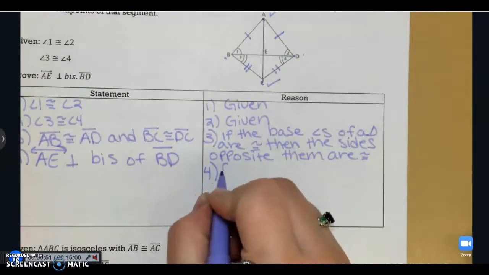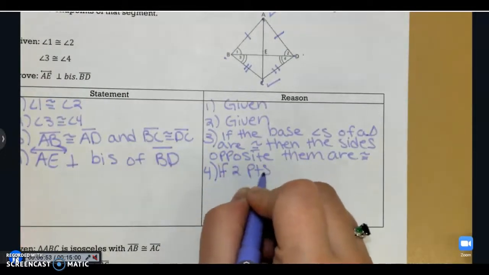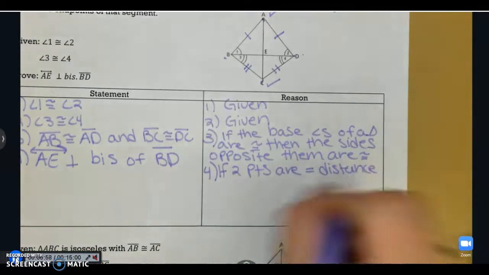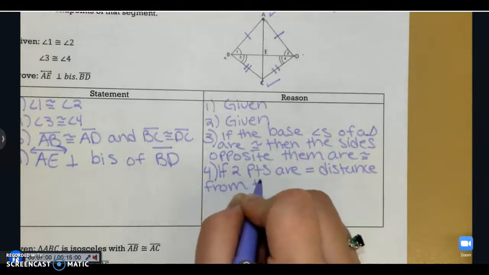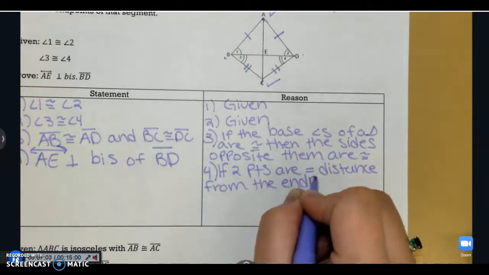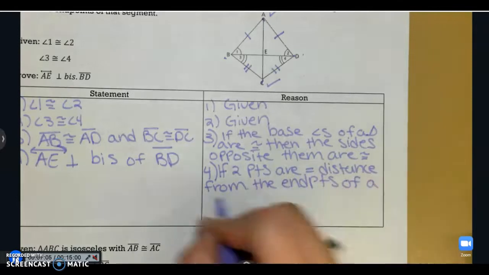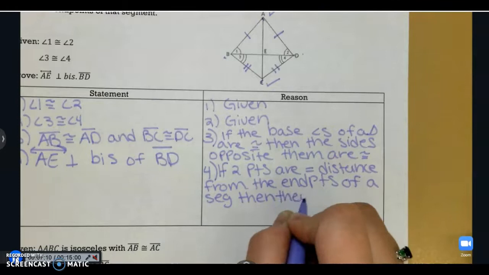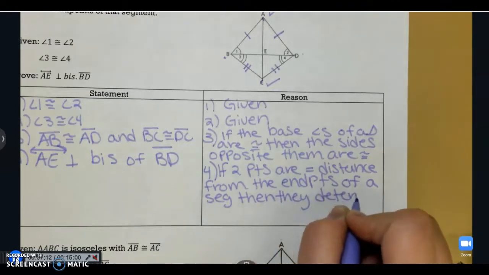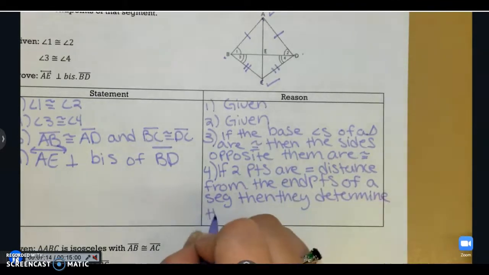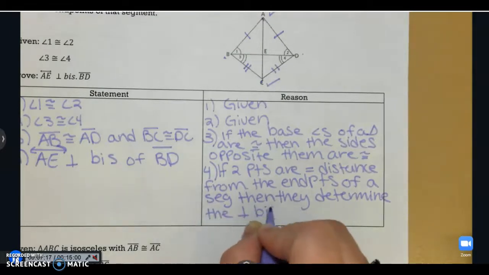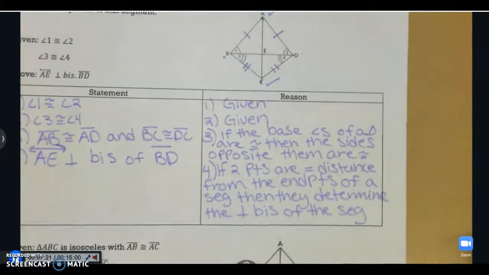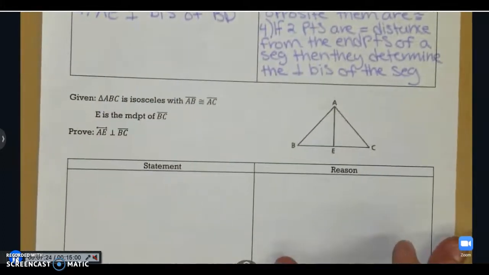If 2 points are equal distance from the endpoints of a segment, then they determine the perpendicular bisector of the segment. Okay. We're going to practice this one more time on our next proof here.